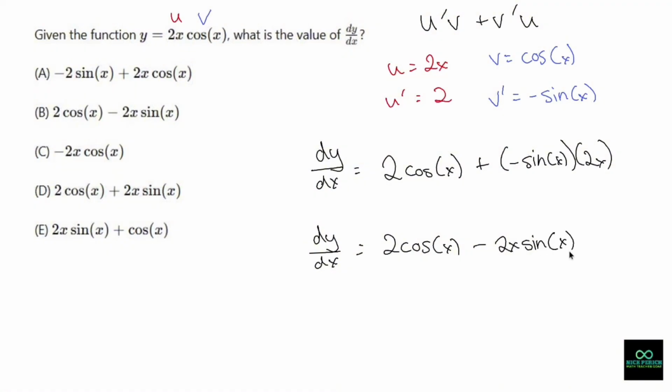So the derivative using the product rule of 2x cos x is going to be 2 cos x minus 2x sine x, which is going to be b, baby. So yeah, fun stuff. Hope this helps.